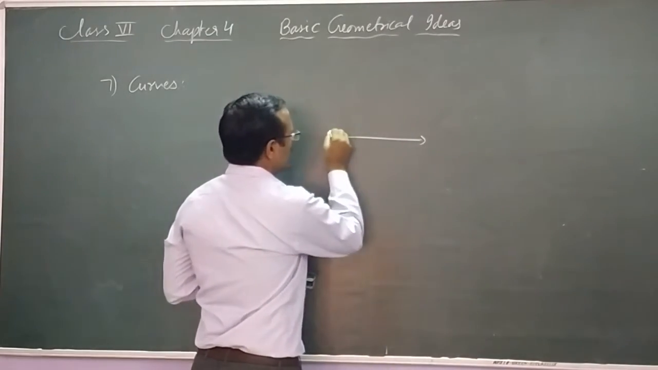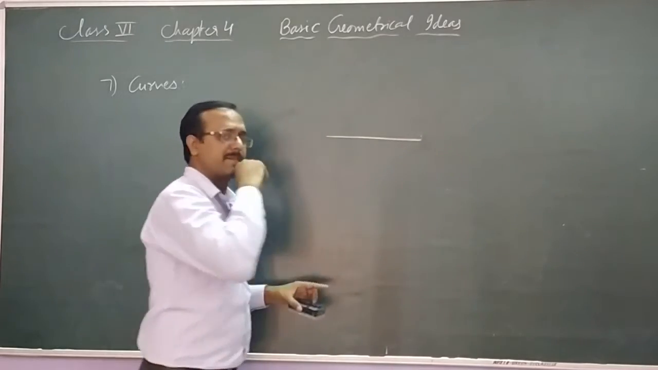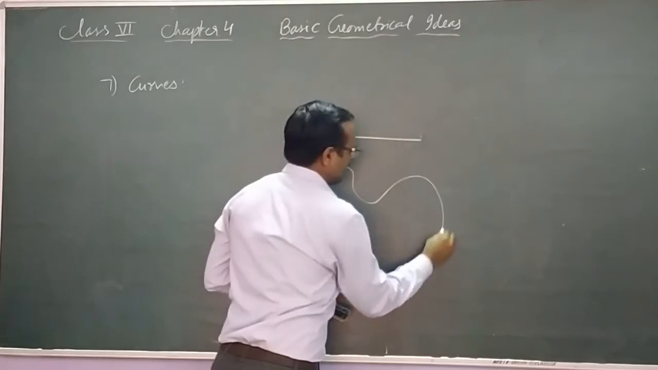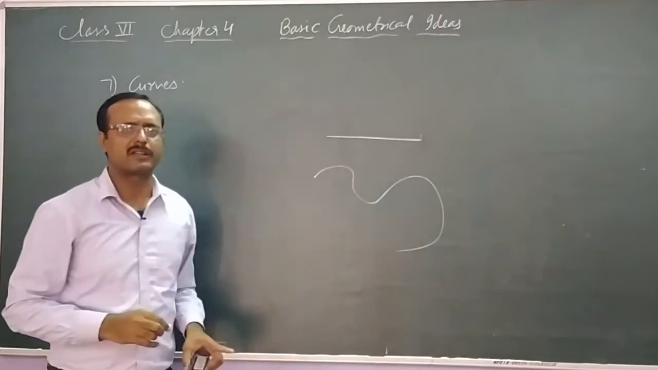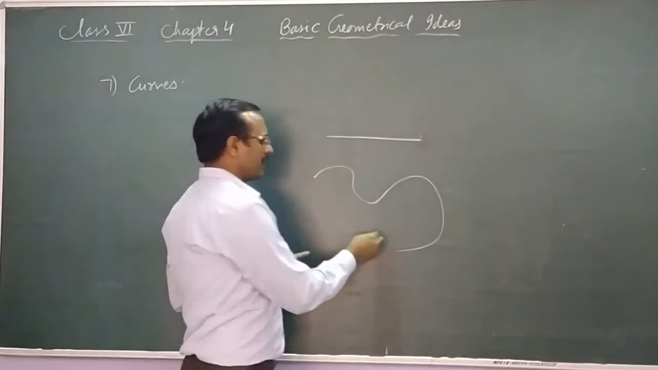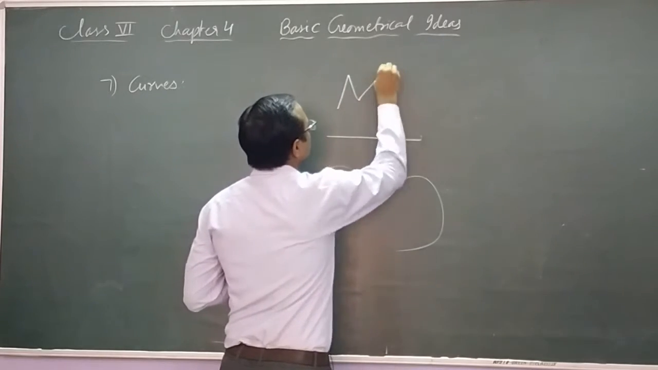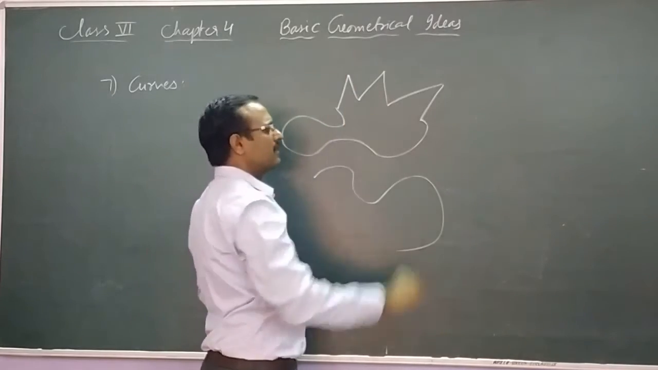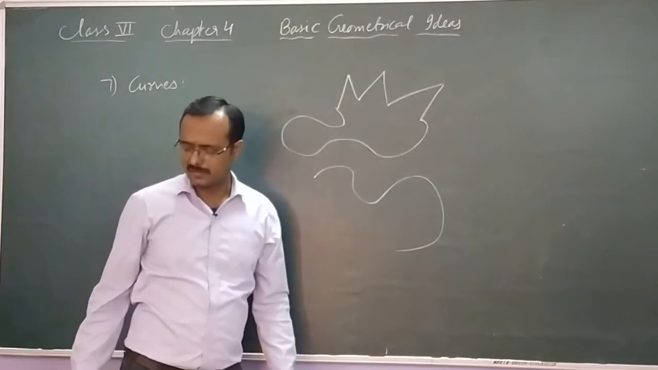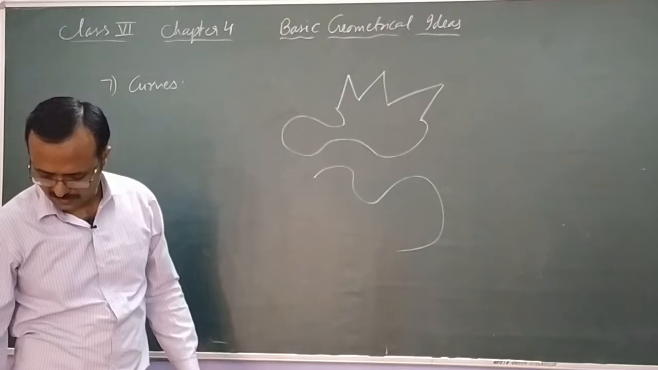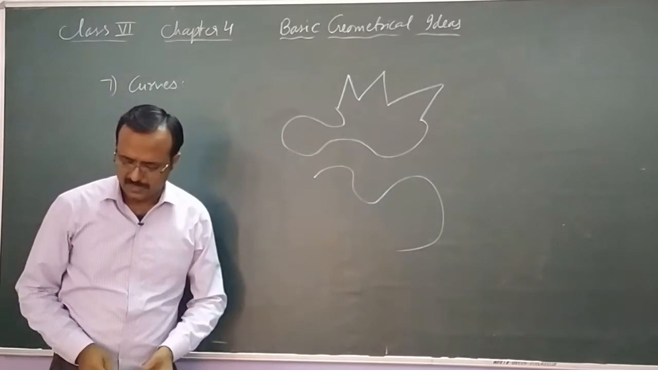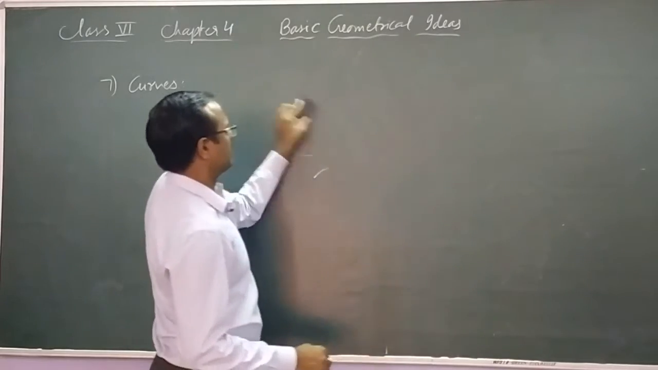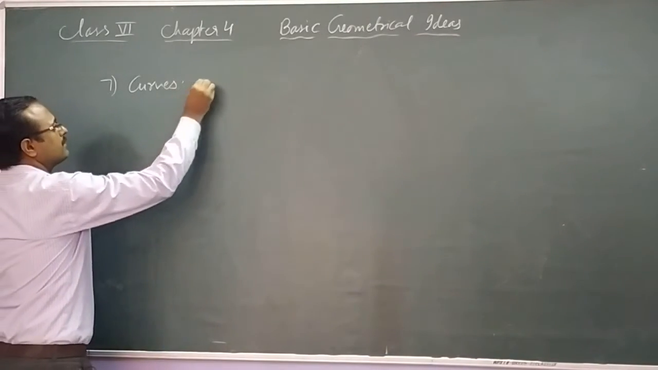So if I am drawing a straight line, this is also a part of a curve, but this cannot be said to be a line. This type of diagram will not be a line. So a curve includes straight lines also like this, and there can be a curve like this. So this type of diagram are all curves. So there are different curves. We will learn about two types of curves, that is simple curve and complex curve.